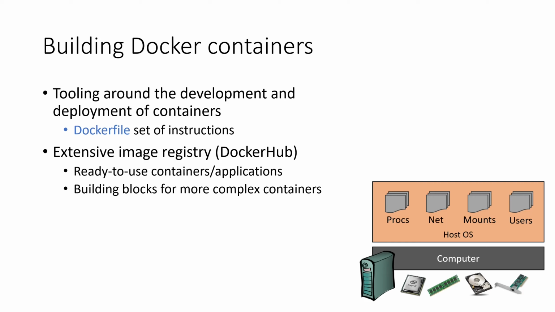Docker also has a large image registry called Docker Hub, where anyone can upload container images. This means that we have many ready-to-use containers and applications. Some applications that are a little bit tricky to install are sometimes available as Docker images. So if you want to try an application out, it's very easy to download the Docker container and just run it. Also, this large image registry helps us build more complex containers because we can use the existing images as baseline for a more complex image.